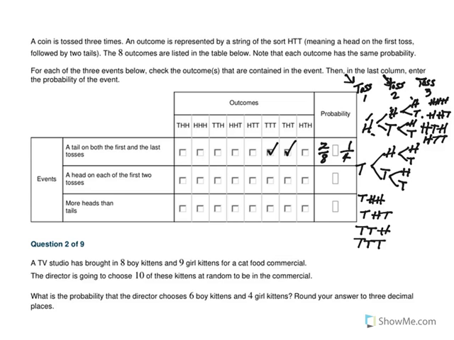So what is the probability that we will get a head on each of the first 2 tosses? So that looks like here, here. So what is that? 2 out of the 8, which is another 1/4. More heads than tails: 1, 2, 3, 4. So we got 4 out of the 8, which is 1/2.